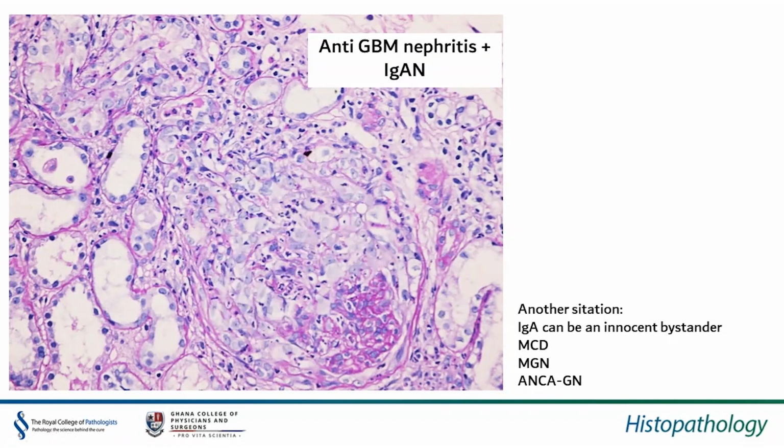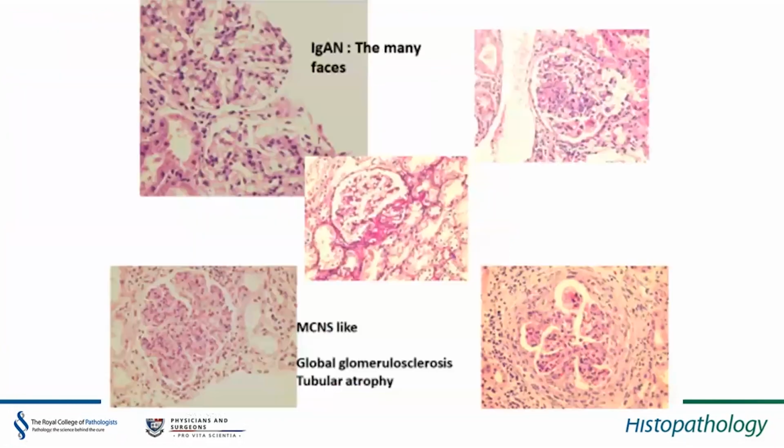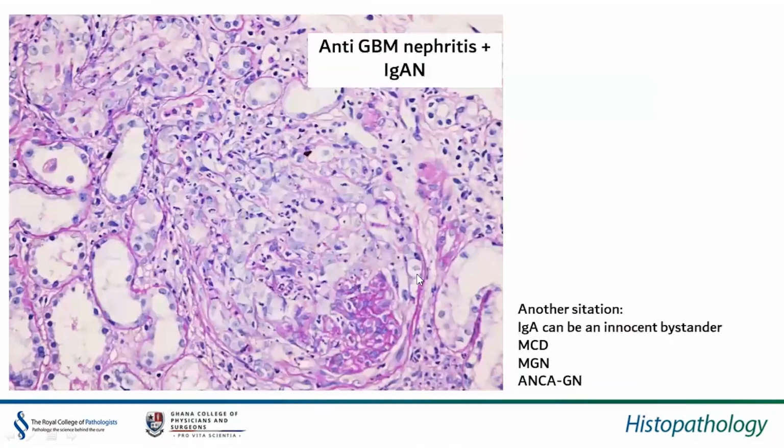And they are not like the relatively docile looking crescent that you see in, say, IgA nephropathy, which is not complicated by anti-GBM nephritis. The crescents due to anti-GBM are like this: florid, in your face, and very destructive. They are a feature of anti-GBM nephritis.